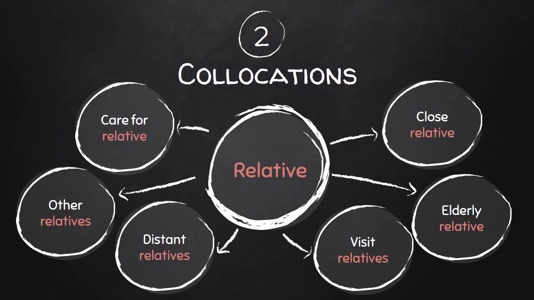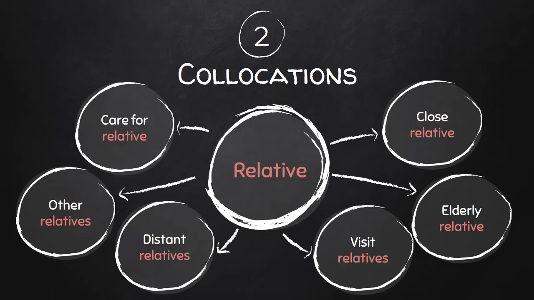First is care for relative. Okay, to care for. For example, on weekends, I go to the hospital to care for my relatives. Just like you could say grandparents or aunt and uncle. To care for your relatives. Next is other relatives. I have my brother and sister, and then I have other relatives that live in the house as well. Distant relatives.